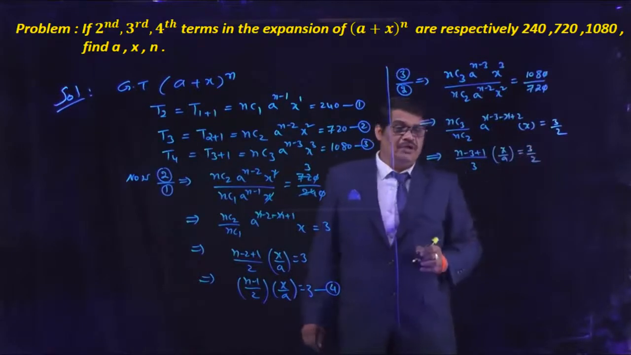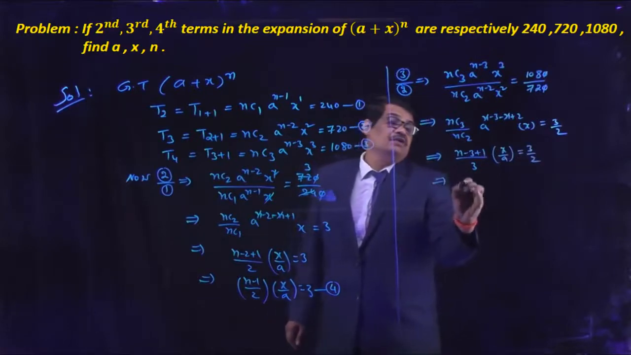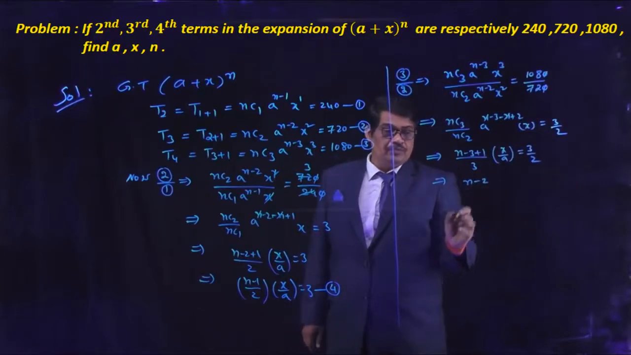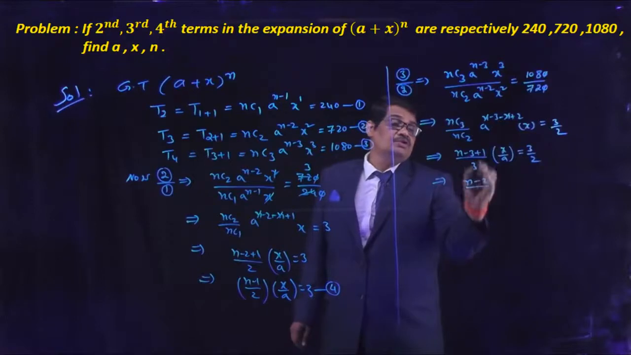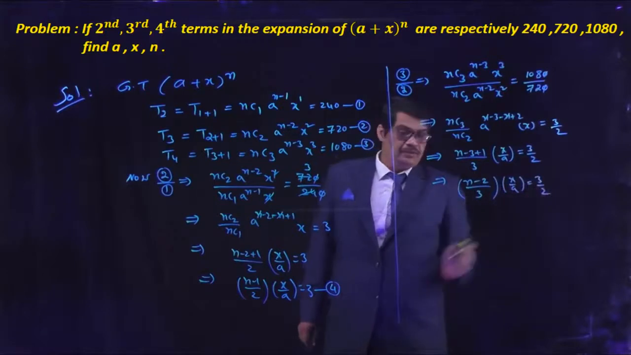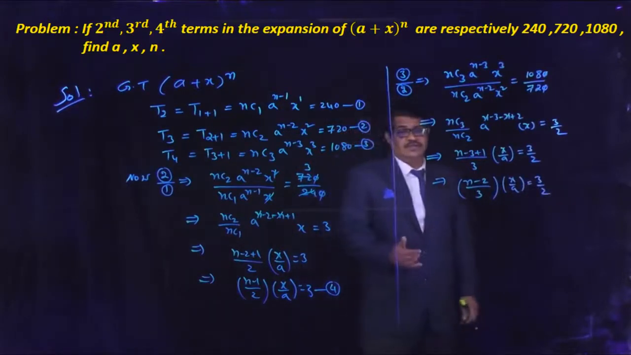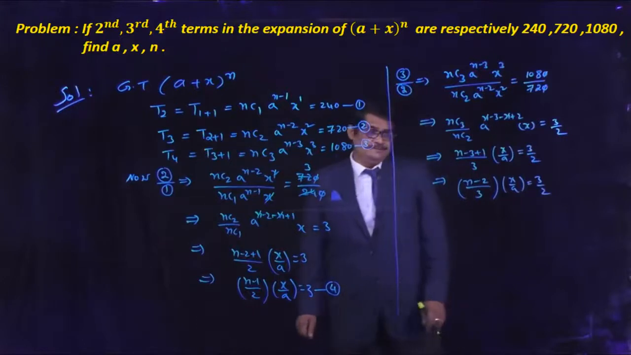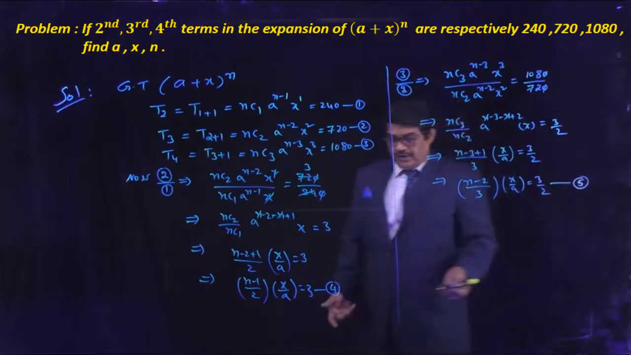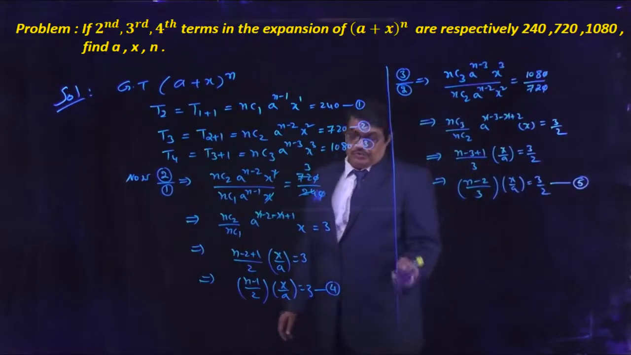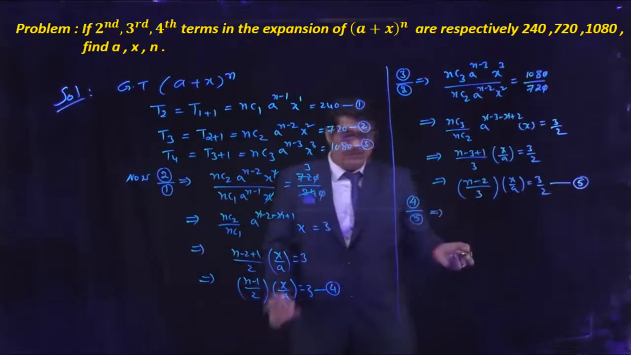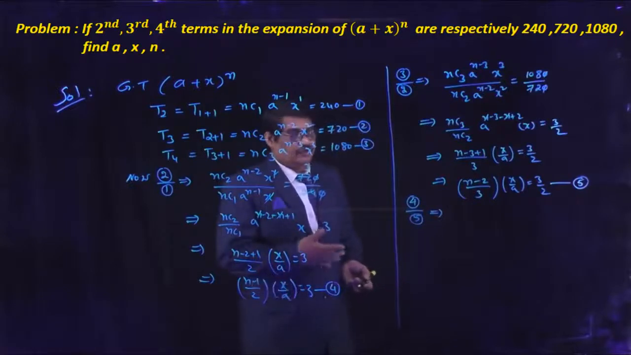3 by 2. Now we write this equation: n minus 3 plus 1, that is (n minus 2) by 3, into x by a is equal to 3 by 2. This is equation 5. Now we write equation 4 by equation 5. Then we cancel these x by a terms and we get the n value.